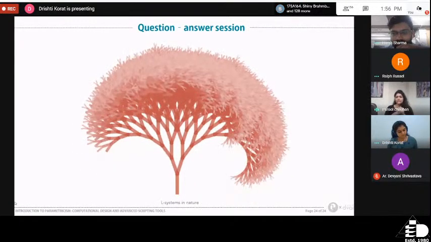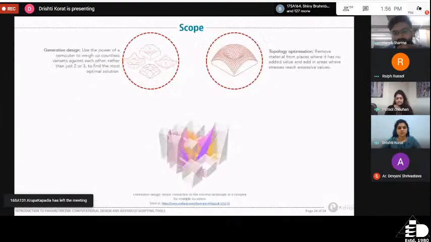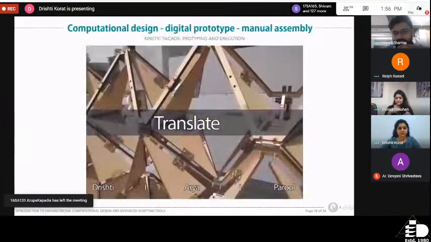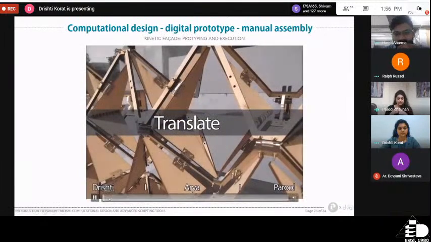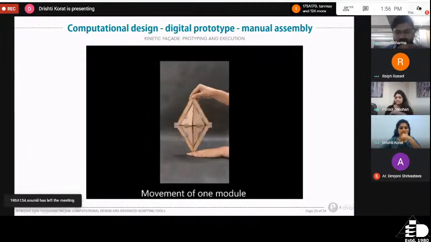So if you saw the video, the initial... should I go back to it? Yeah, yeah. Can you play the video? Can you see the initial prototyping? We were dealing with materials here also.